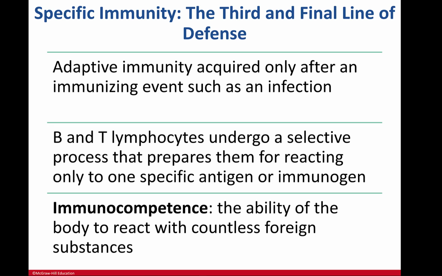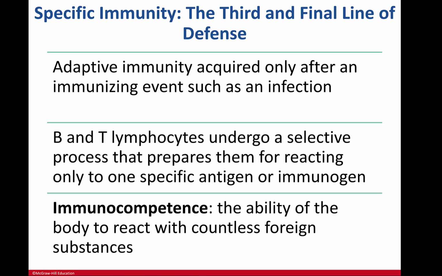The type of immunity we're going to be talking about is adaptive immunity. It's acquired only after an immunizing event. Now, I know that can sound kind of strange, but anytime you get exposed, that's an infection, but that is an immunizing event. And so after that, hopefully you'll have long-term immunity, and you'll be able to deal with it the next time, of course, if you survive the first one.